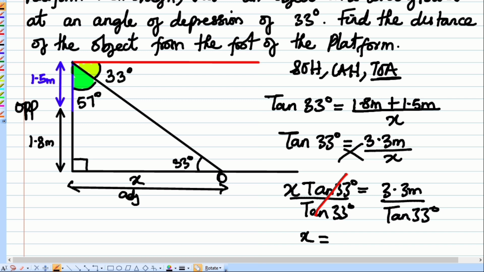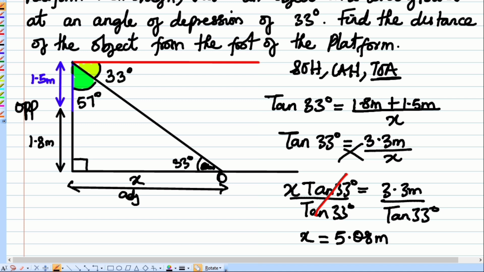So you can use your 4-figure table to get the value of tan 33, or if not, you can just use your calculator. So let's put the values in the calculator. So 3.3 divided by tan 33, we have 5.08 meters. So that's the distance of the object from the foot of the platform. Now we use this angle 33 degrees, right?